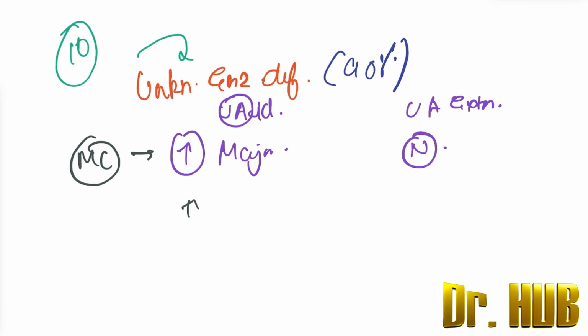Next, in minority cases, there is a severe increase in uric acid production, and there is an increase in the uric acid excretion. Next is where there is normal production. In this case, there is a decrease in the uric acid excretion.